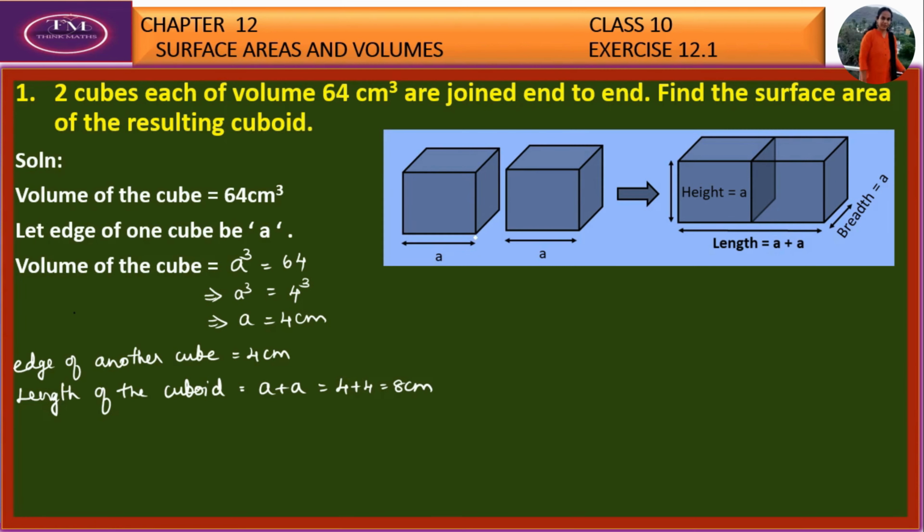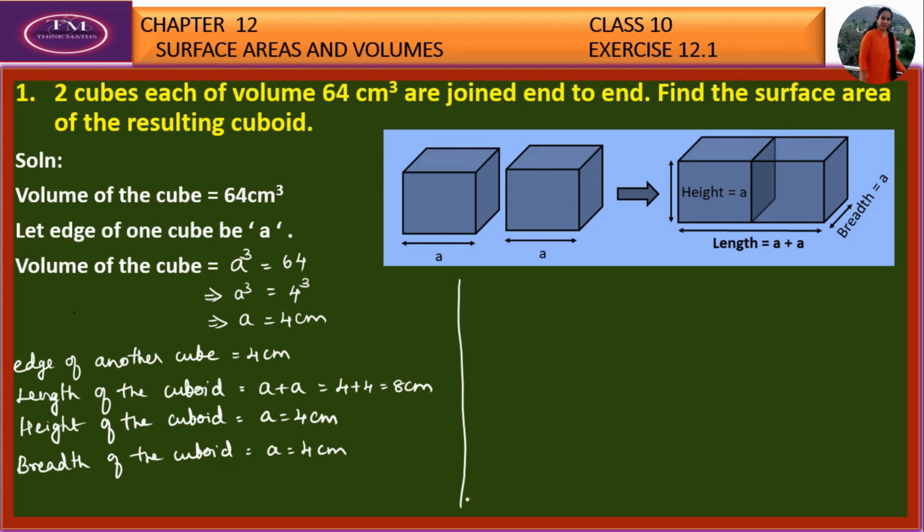So the height will also be 4 cm, and the breadth will also be 4 cm. Only the length will be extended in the cuboid. So length is equal to a plus a and height is equal to a. So we can write the height of the cuboid equal to a, and a is 4 cm. And the last one is the breadth. The breadth of the cuboid is also a. The breadth will not change. So the breadth of the cuboid equals a, which is 4 cm.